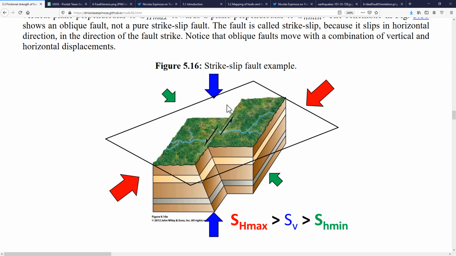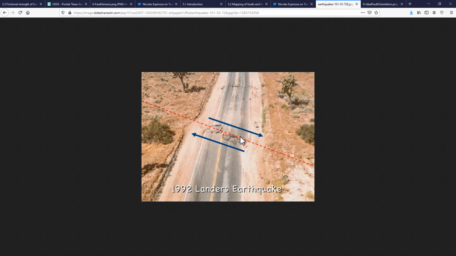Let's see an example of a strike-slip fault. Here I have an image where you can see a recent fault that formed due to an earthquake, and this caused an offset of this road. And what would you say in this case? Is this left lateral or right lateral? I hope that you can see that if we jump from here to there, there is a relative movement to the right. So this is a right lateral movement.